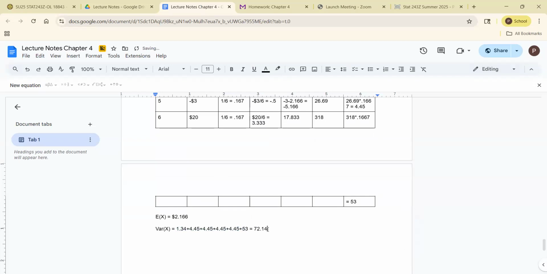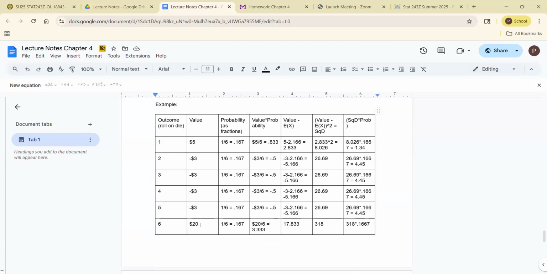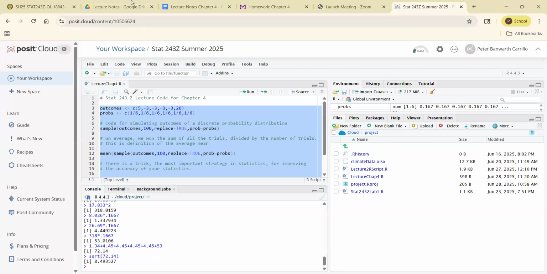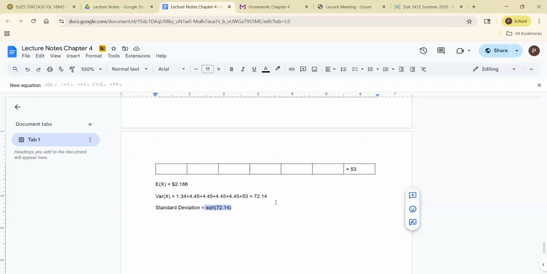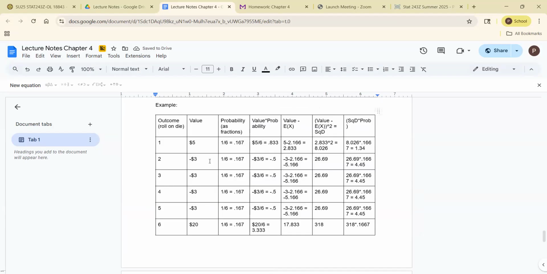If you remember, when we're talking about the variance of a data set, I told you that it's not really to scale with the data set. It's the same thing here. 72 as a variance is not at all to scale with the different possible values. But once we do the standard deviation, which is the square root of 72.14, about 8.5, I'm going to write 8.5. That is nicely on scale with these values.